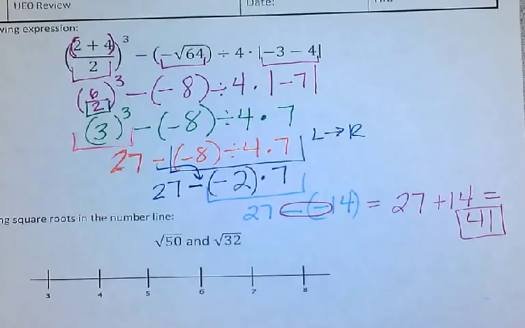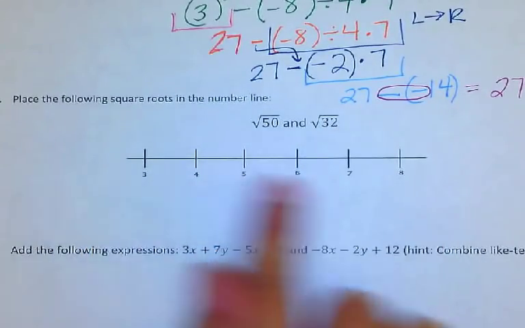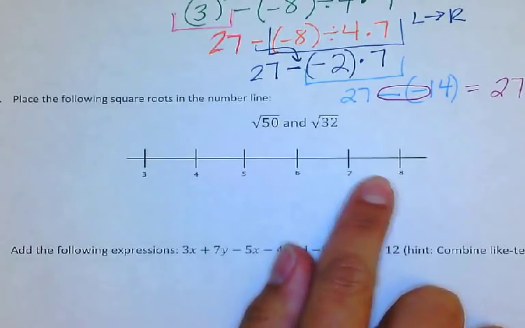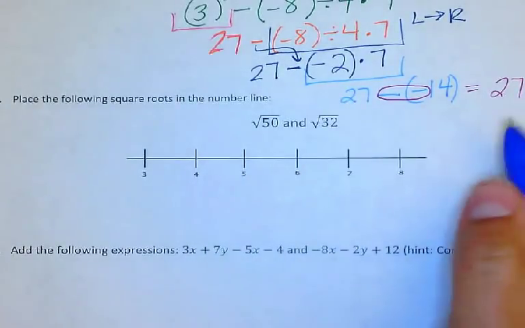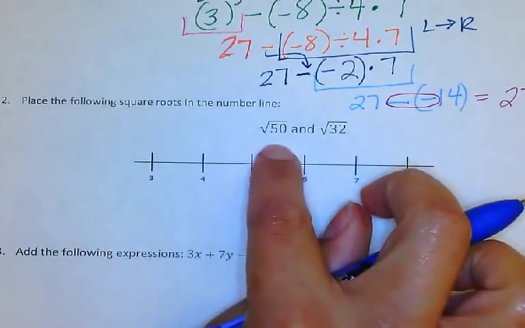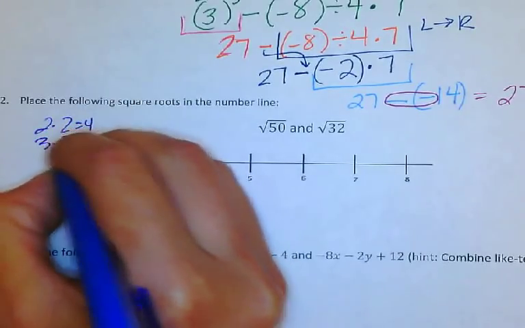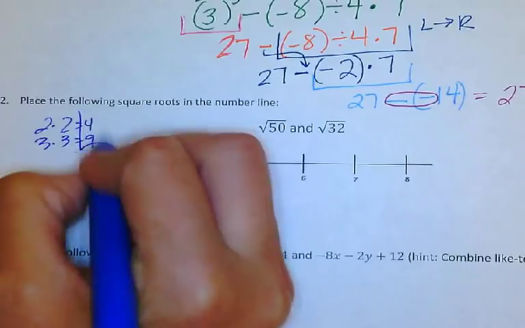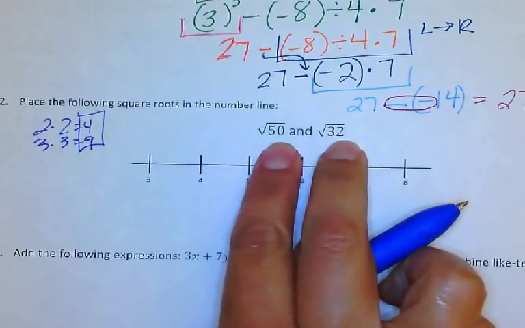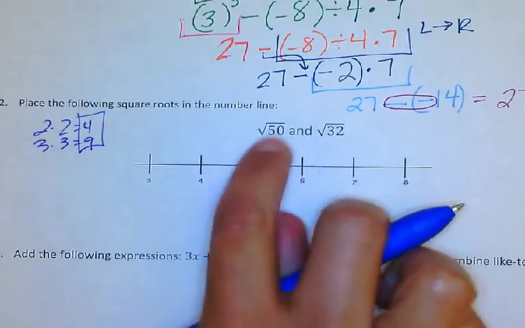Okay, so for number 2, they're asking me to put these two square roots, square root of 50 and square root of 32, estimate their value on this number line. Okay, so there are two things you can do. Remember that to get the square root, it's easy when they're perfect squares. Perfect squares are like 2 times 2, 4, 3 times 3, 9, etc. All of these would be perfect squares. 50 and 32 are not perfect squares because I cannot multiply a number by itself and give me 50 or 32.